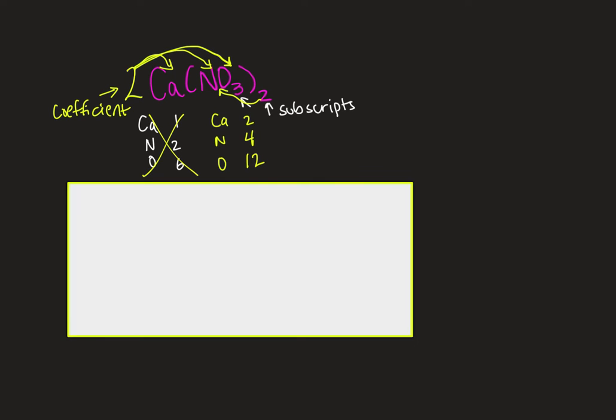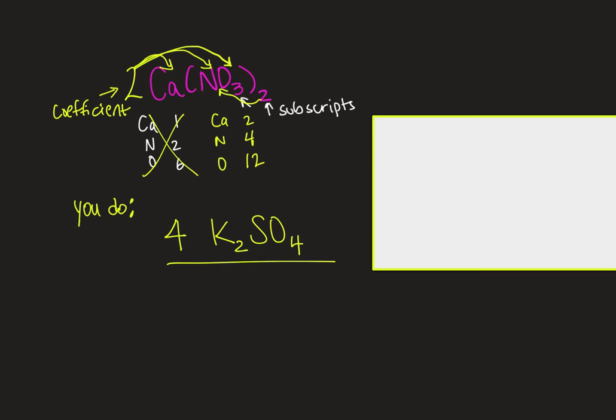On your paper, write this down: a big 4, K2SO4. And then you're going to write down the elements and how many of each there are on your paper. Pause until you're finished doing that.